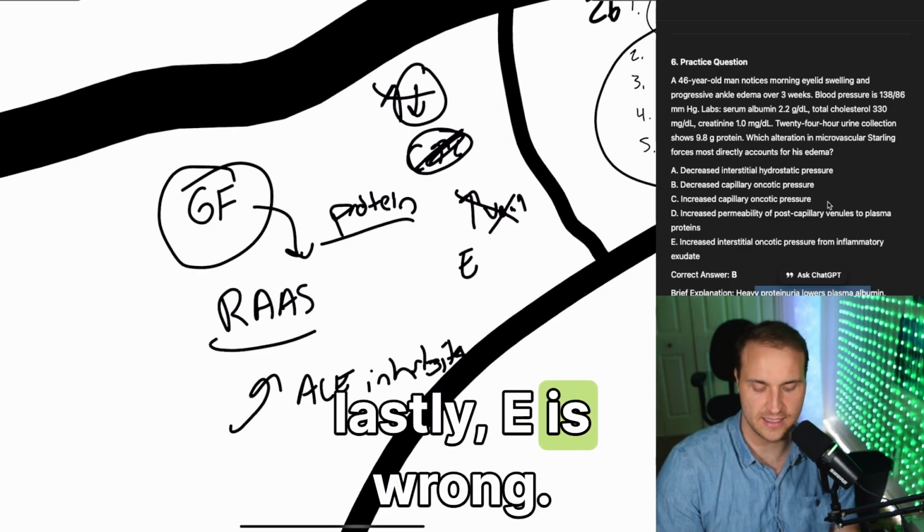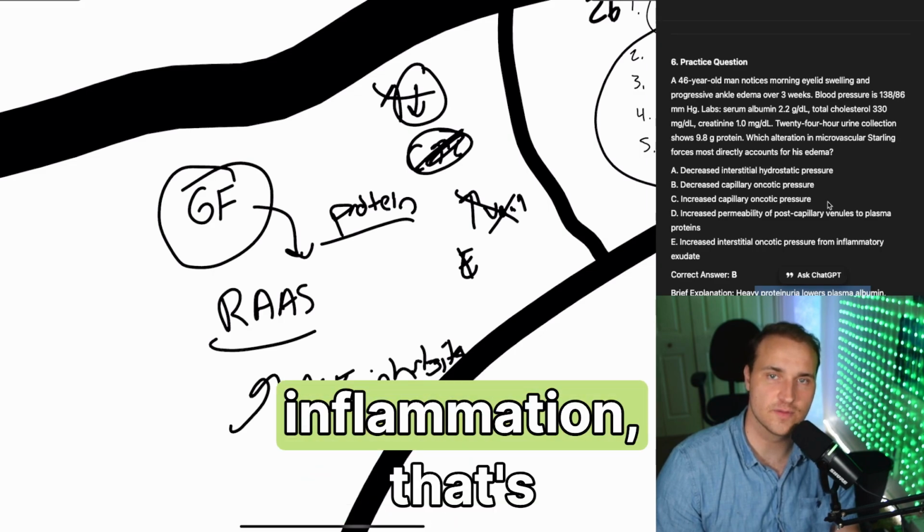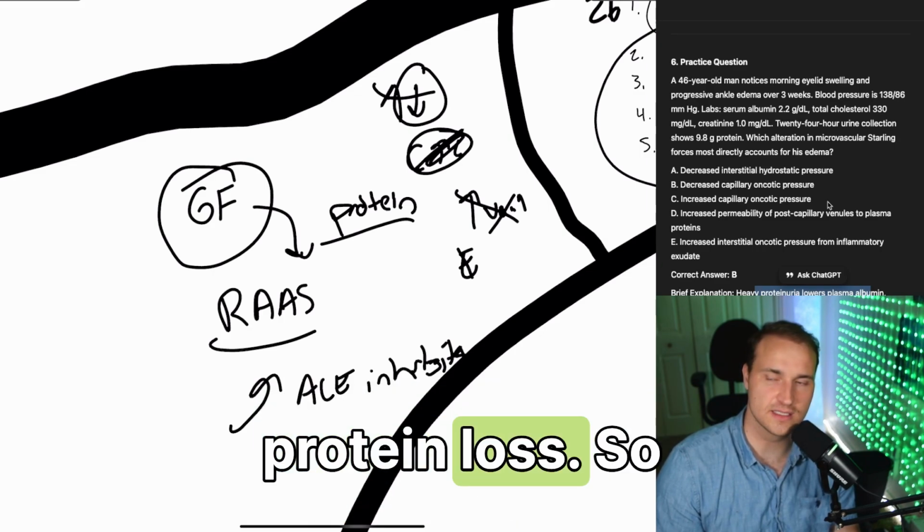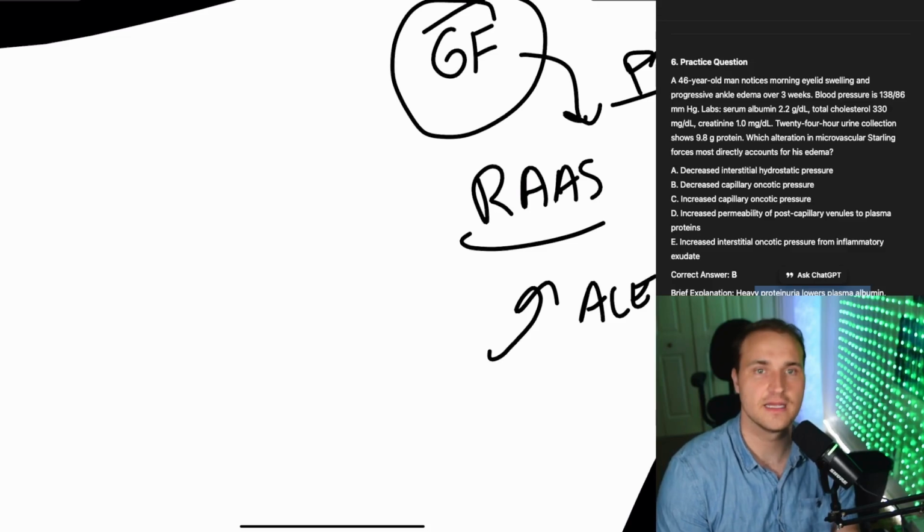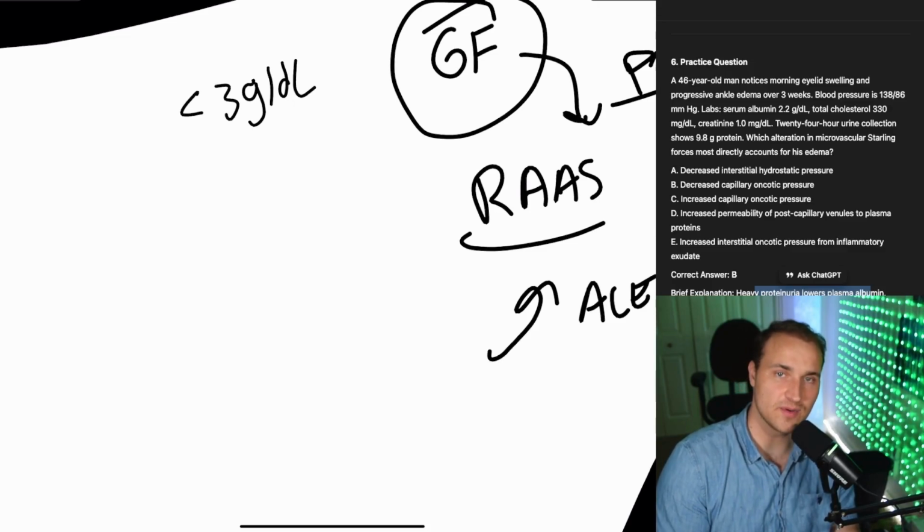And lastly, E is wrong. Interstitial oncotic pressure due to inflammation. That's an exudative process, not protein loss. So in a patient on test day, you'll see serum albumin is like less than 3. They have hyperlipidemia and lipiduria. That's oval fat bodies under polarized light.